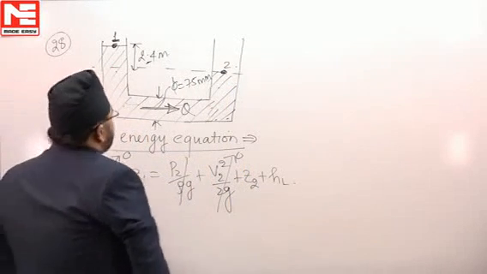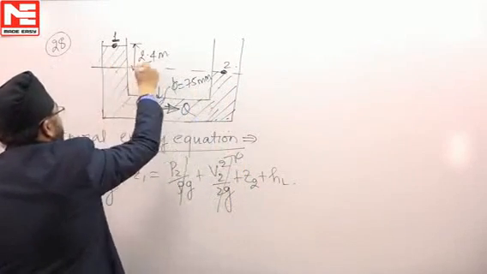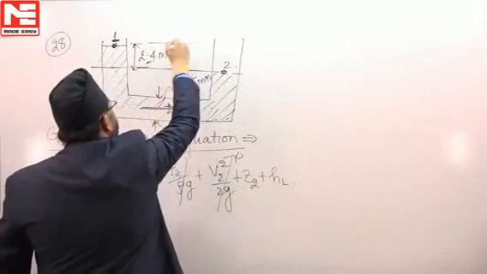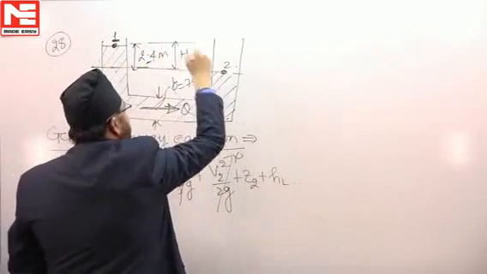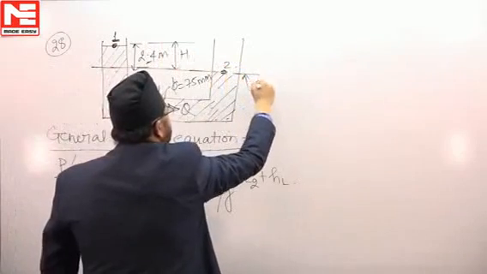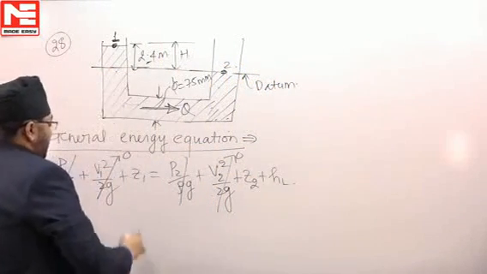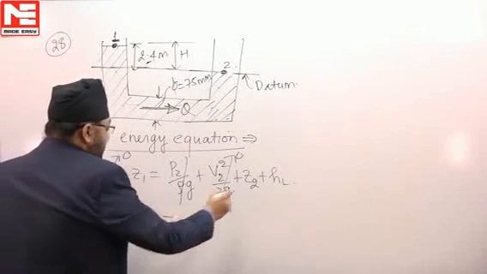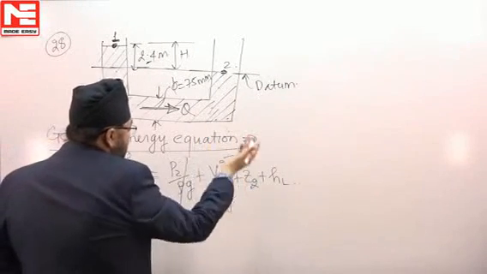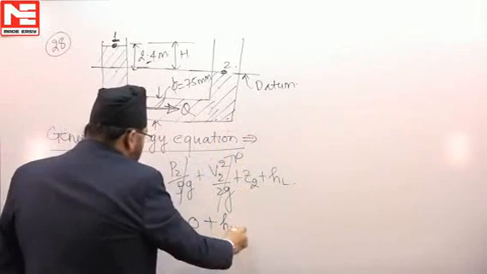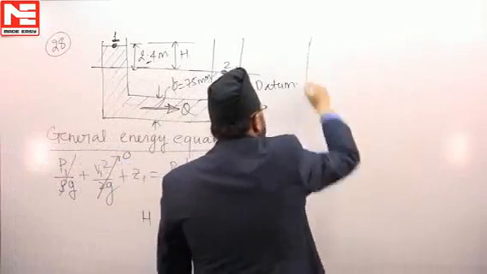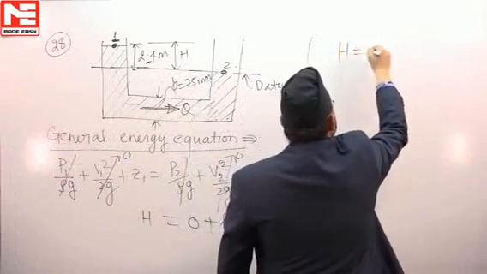Suppose I am assuming this as datum and this height is capital H. If I am assuming this as datum, Z1 will be capital H and Z2 will be 0, since point 2 is at the datum, plus head loss. Now H will be equal to HL.